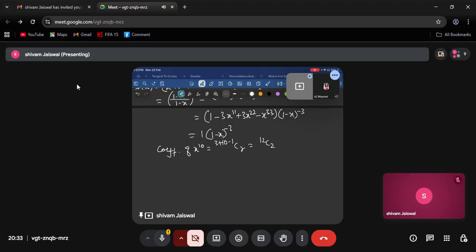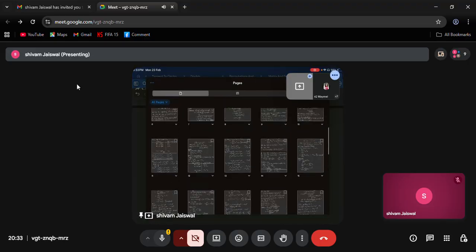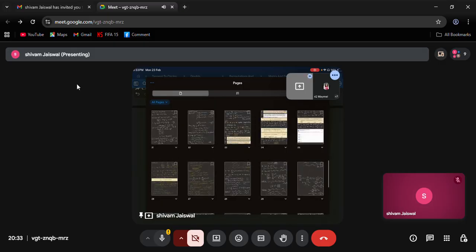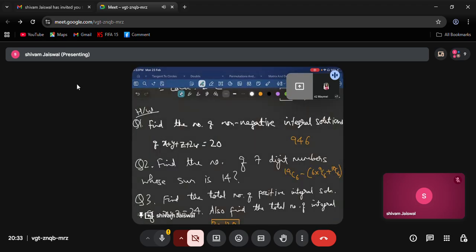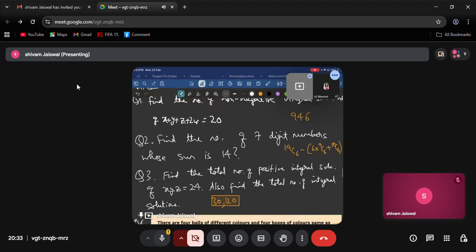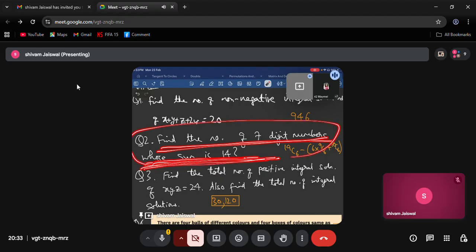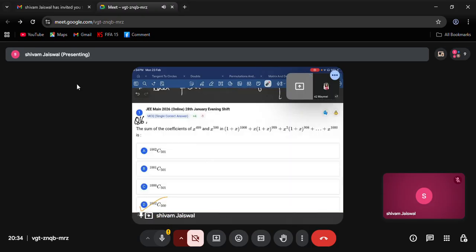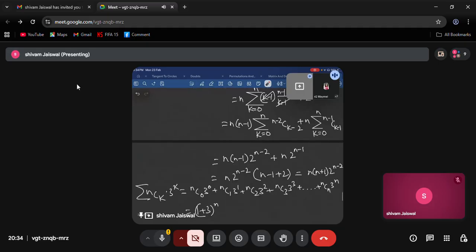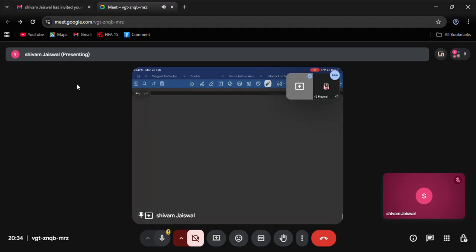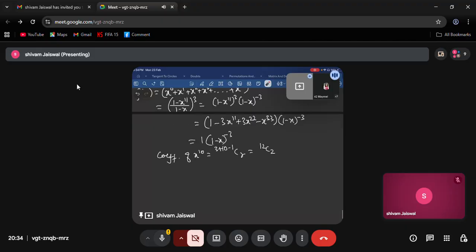Today we solved only one problem, right? Actually, no, we didn't do any problem. Do you remember this question, everyone? Find the number of 7-digit numbers that can be chosen whose sum is 14. Right. So shall we do it using generating functions? How can we do it using generating functions? 7-digit numbers whose sum is 14.